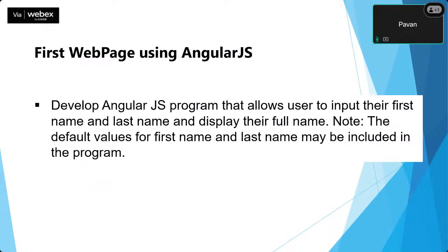So basically we have to create a web page where we take inputs from the user in the form of first name and last name, and we have to concatenate those first and last names and display the full name. That's all. And we have to keep one default name in case the user doesn't give the input. Okay, so that is our problem statement. So how we're going to solve that is, let's see.